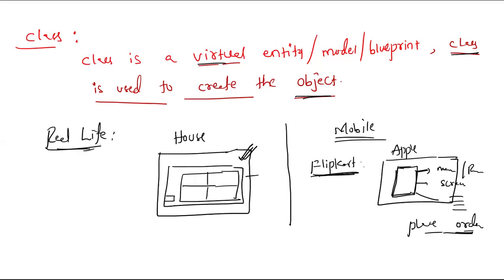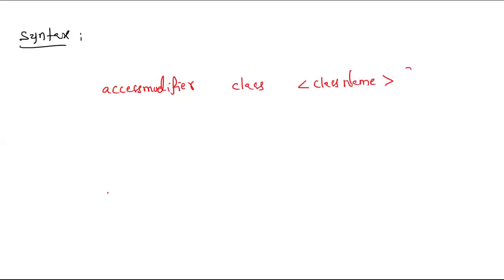Programmatically also we'll be discussing after understanding some points. First, since class is a new concept, for every new concept, the syntax has to be understood. The syntax for a Java class creation is access modifier, space, class, space, class name. I'm using angular brackets. Then open curly brace to start, closed curly brace to end. Inside this, some valid Java code.